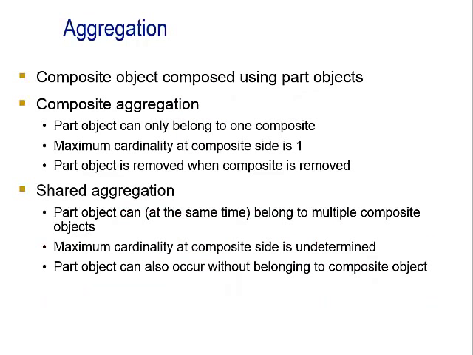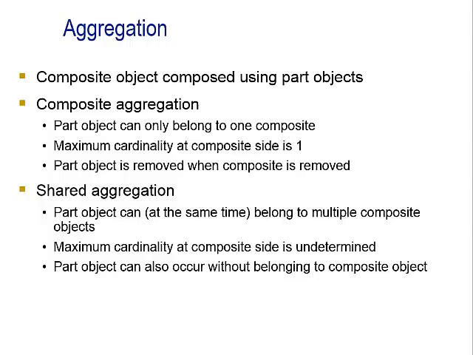Besides generalization and specialization, aggregation is also supported in the UML model. Remember, aggregation was also a construct that was available to us in the EER model. It allowed us to group entity types together with their relationship types into a composite object. Well, here also we can define composite objects composed using part objects. Basically, two types of aggregation are supported here in UML. The first one is a composite aggregation, and the second one is a shared aggregation.